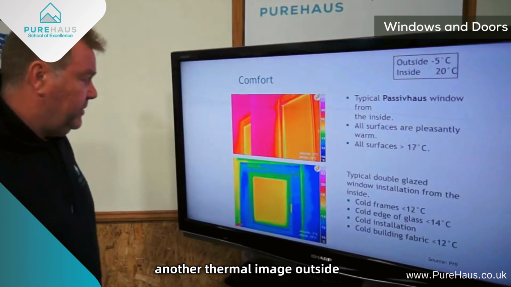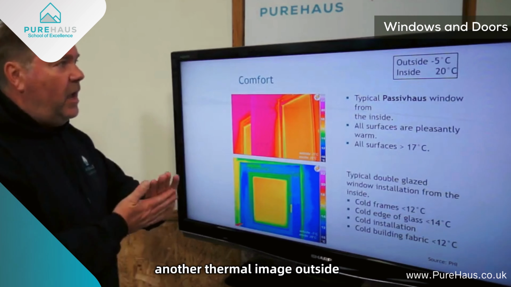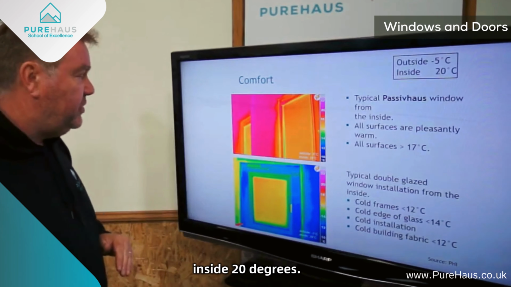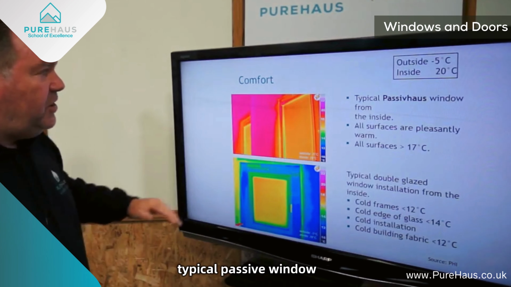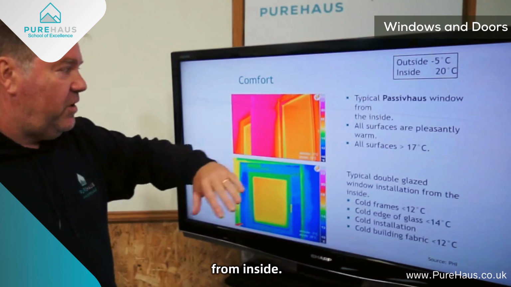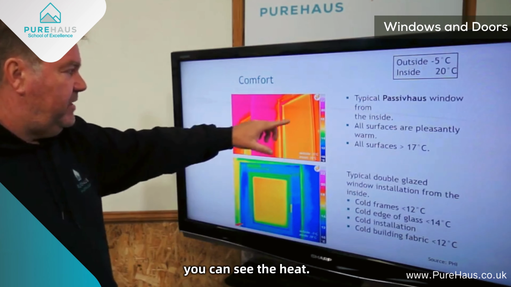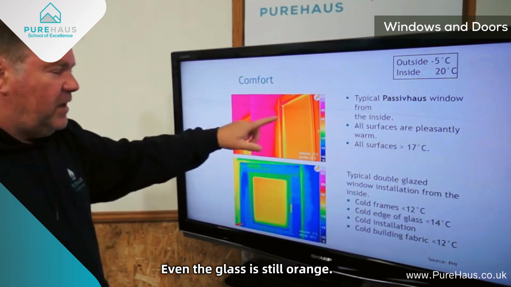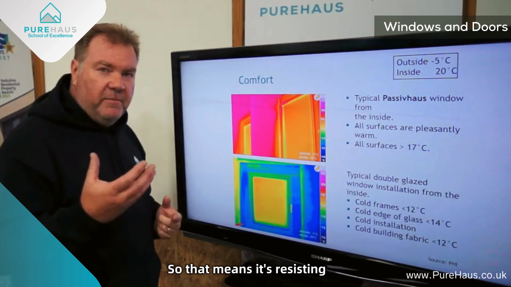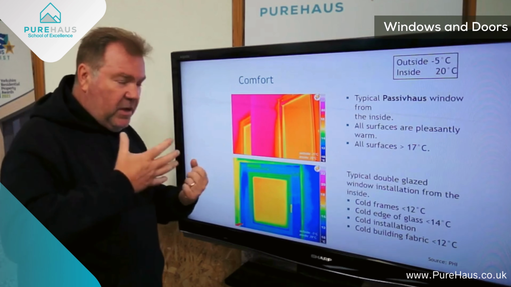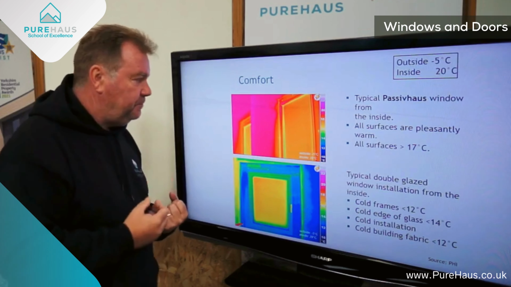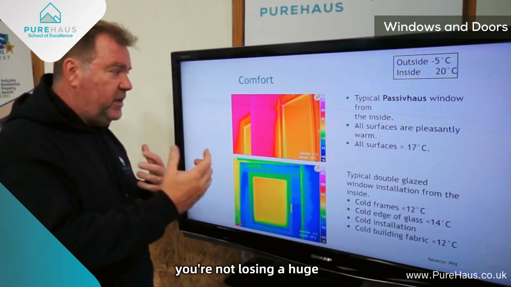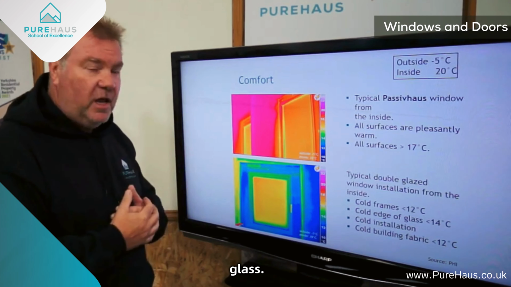Another thermal image. Outside -5, inside 20 degrees. Okay, typical passive window from inside. You can see the heat. You can see it reflecting and holding on. Even the glass is still orange. So that means it's resisting losing too much energy. So the U value will be really good because you're not losing a huge amount of energy through the glass.